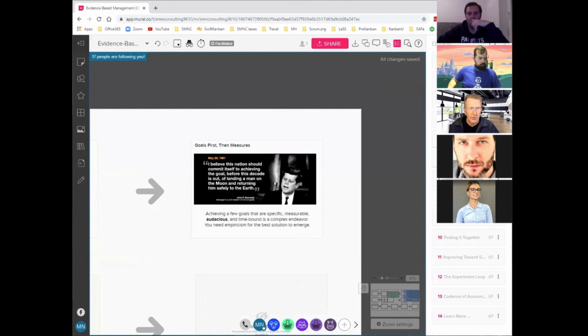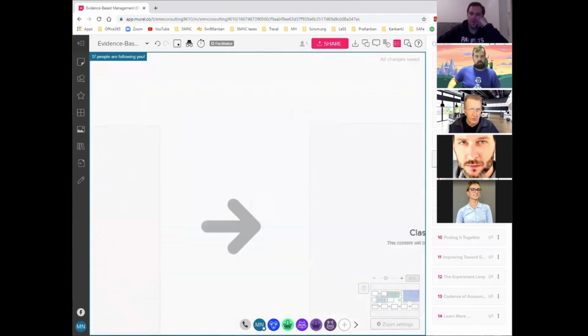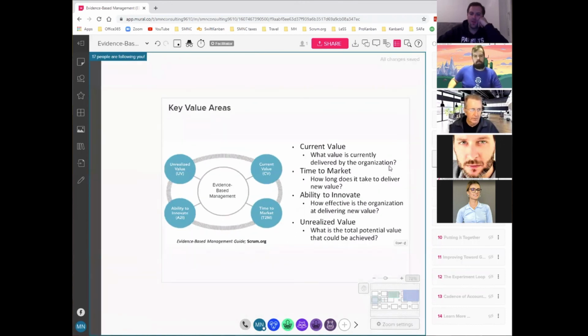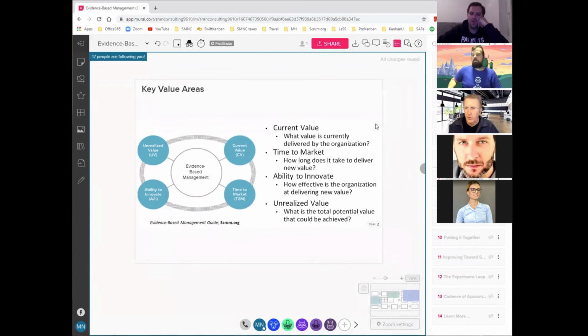Now, there's another way to think about measures, and we'll take a look at this model. I'll refer to it verbally now, and later we can point you to it specifically. Just like there's a guide for Scrum that many of you may be familiar with, there's a guide for evidence-based management, published by scrum.org. You can go to the scrum.org website and simply search for the EBM guide, and you'll be able to find it pretty easily.